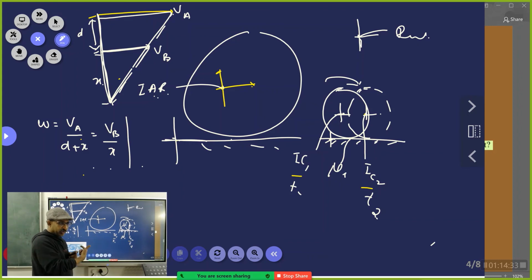Sorry, I explained to you in the last class: rolling friction, kinetic friction and all. It is only static friction. It is rolling without slipping. So they are equivalent, says Arun.